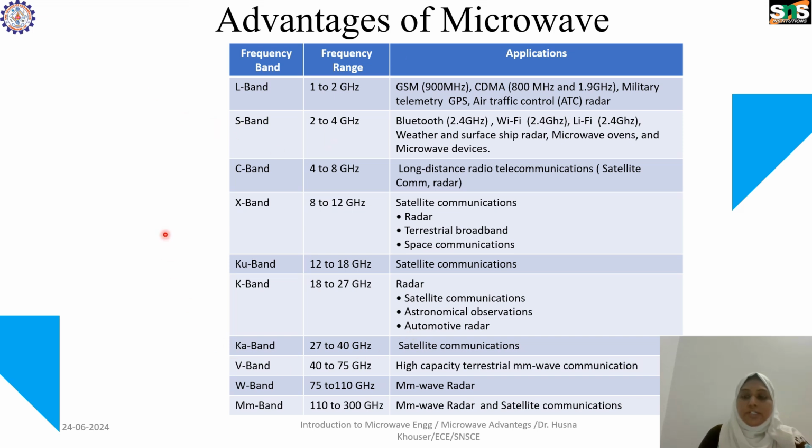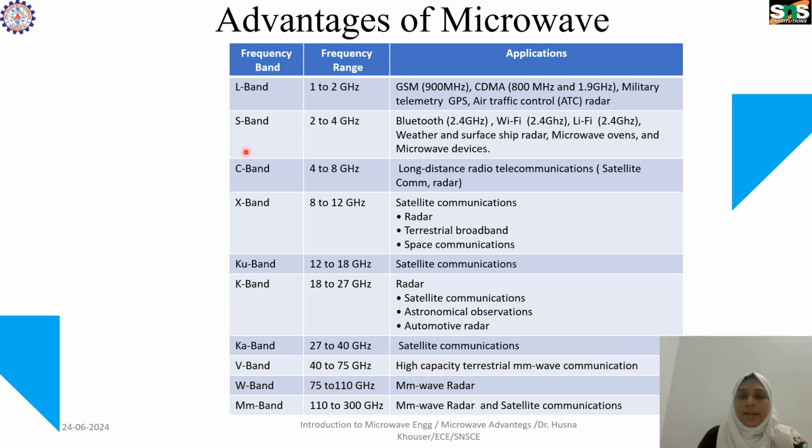So here the first band is the L band. L band is 1 to 2 gigahertz. A famous, known application is GSM, that we call a popular application of mobile application. In mobile application we use GSM frequency of 0.8 gigahertz to 1.8 gigahertz. With advanced technology, another application is CDMA. CDMA is 800 megahertz and 1.9 gigahertz.